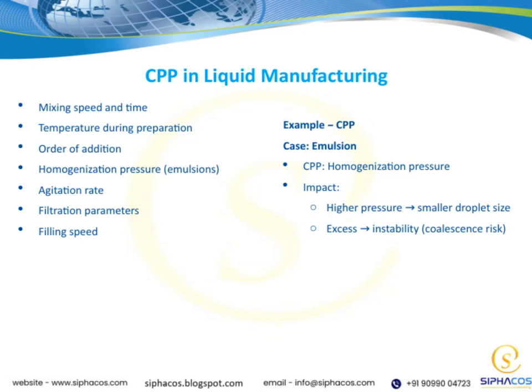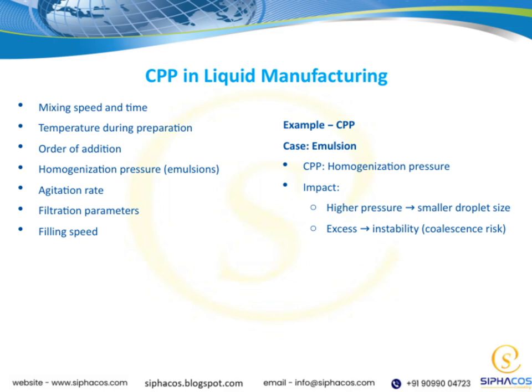Let's take a closer look at an example involving CPP, specifically in the context of emulsions. When we talk about CPP, or critical process parameters, one key factor is homogenization pressure. Now, what does this mean for the process? Well, increasing the homogenization pressure generally leads to smaller droplet sizes in the emulsion, which can improve stability and texture. However, there's a balance to strike here. If the pressure is too high, it can cause instability due to coalescence, where droplets merge back together, defeating the purpose.